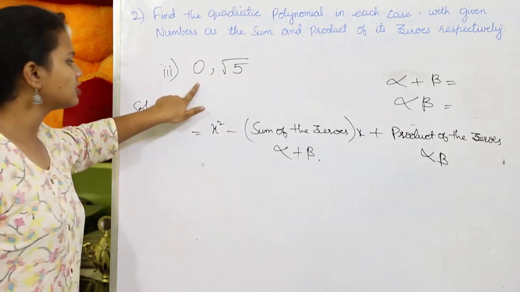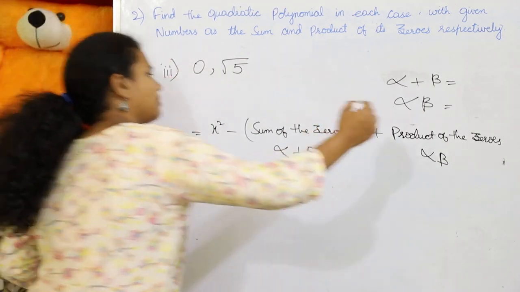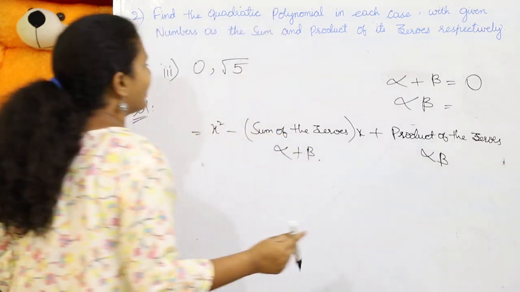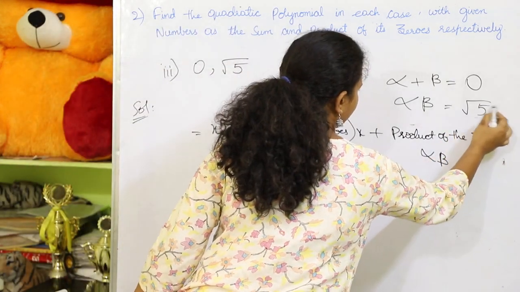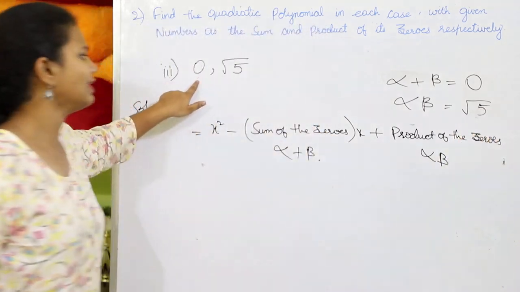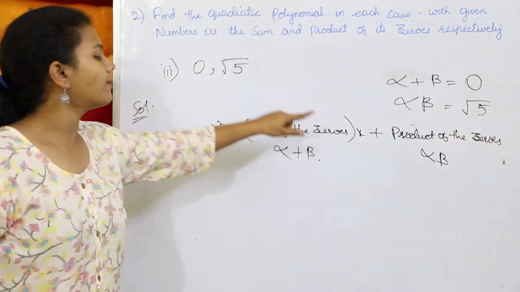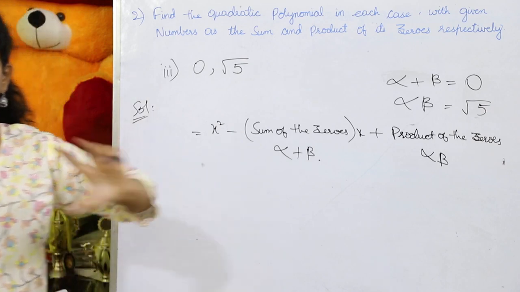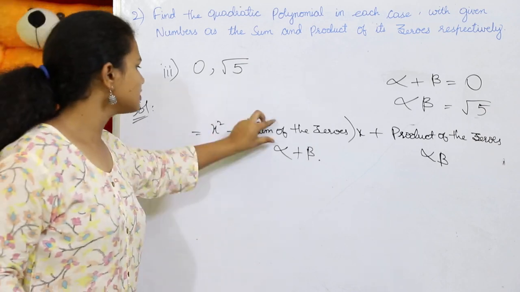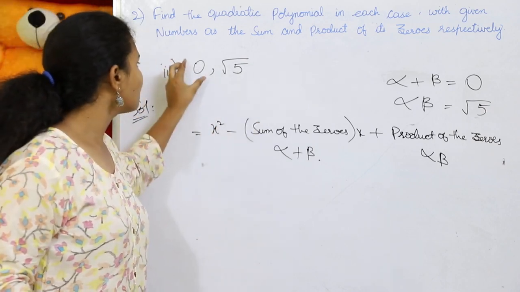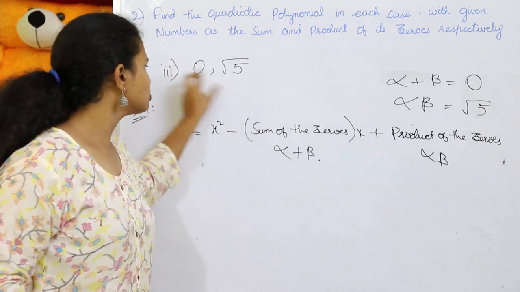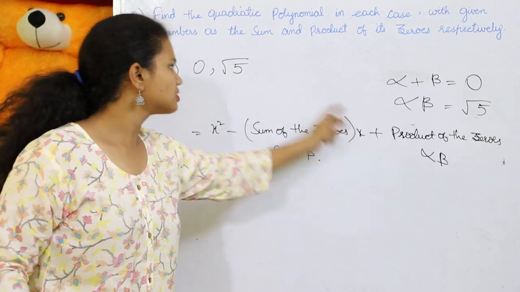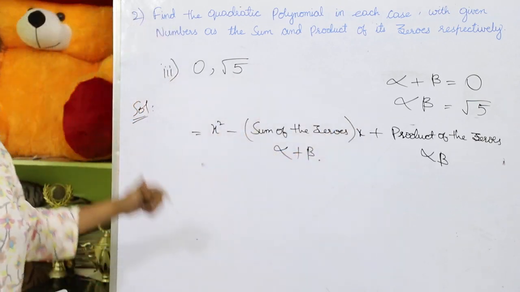So 0 will be the sum of the zeros, right? Alpha plus beta value will be 0. Alpha into beta value will be root 5. Means the sum of the zeros value is 0, and the product of the zeros value is root 5, guys. Are you getting it? Now instead of the sum of the zeros you place 0, and instead of the product of the zeros you place root 5. Hope you understood.